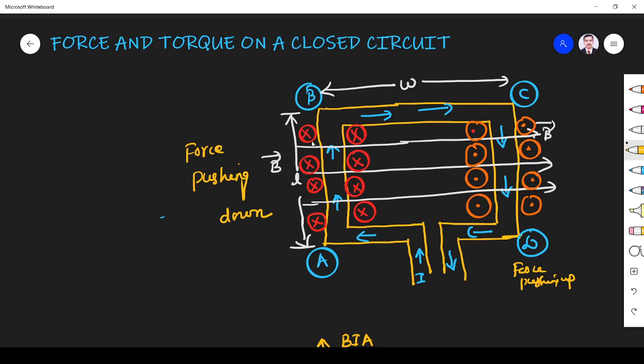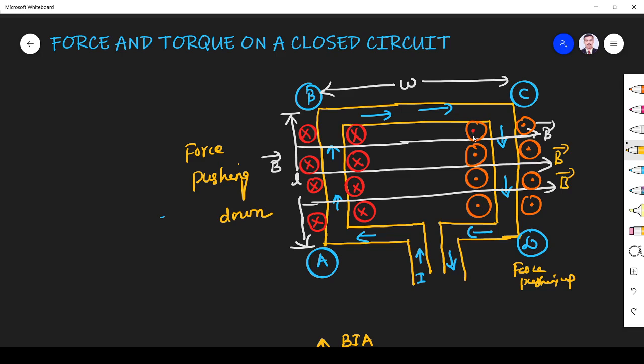Here you see ABCD. ABCD is a rectangular current carrying loop. The current is flowing in this direction and coming out from this direction. This white arrow line is the magnetic field B. This is a uniform magnetic field. The length of the loop is L and the width is W.